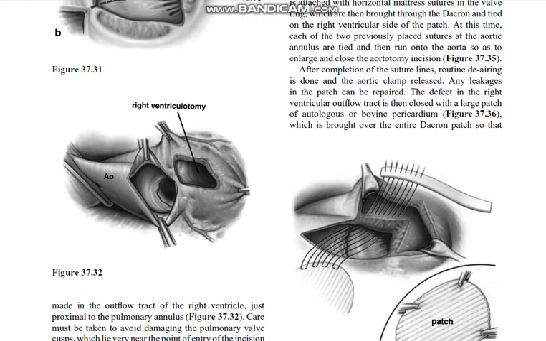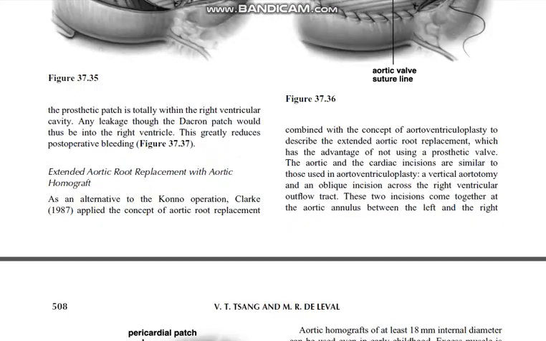After completion of the suture lines, routine deairing is done and the aortic clamp released. Any leakages in the patch can be repaired. The defect in the right ventricular outflow tract is then closed with a large patch of autologous or bovine pericardium, which is brought over the entire Dacron patch so that the prosthetic patch is totally within the right ventricular cavity. Any leakage through the Dacron patch will thus be into the right ventricle. This greatly reduces postoperative bleeding.